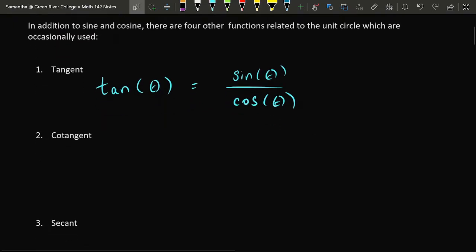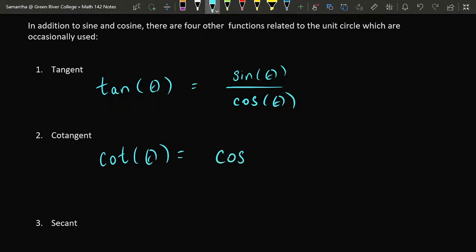The second child of sine and cosine is called cotangent. Cotangent, COT for short. How do you find cotangent? Much the same way as tangent, except cosine is on the top and sine is on the bottom.